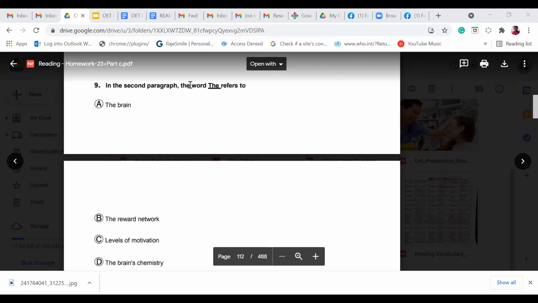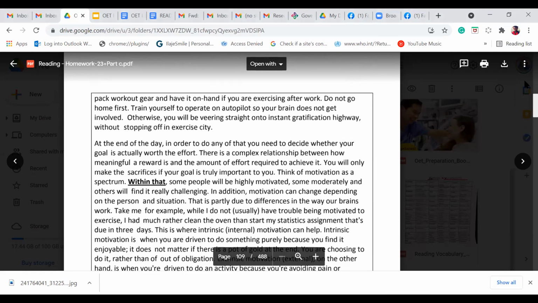So the answer for me, who wants to know my answer? The answer for me is B, the reward network. I'll go back to the test again, okay? It is the reward network.